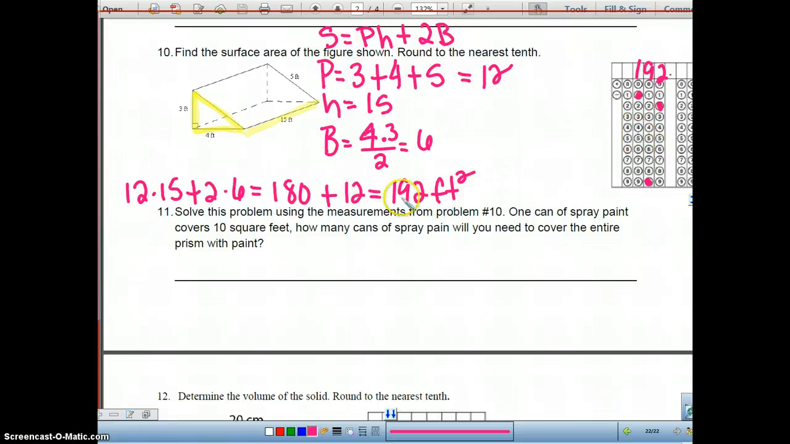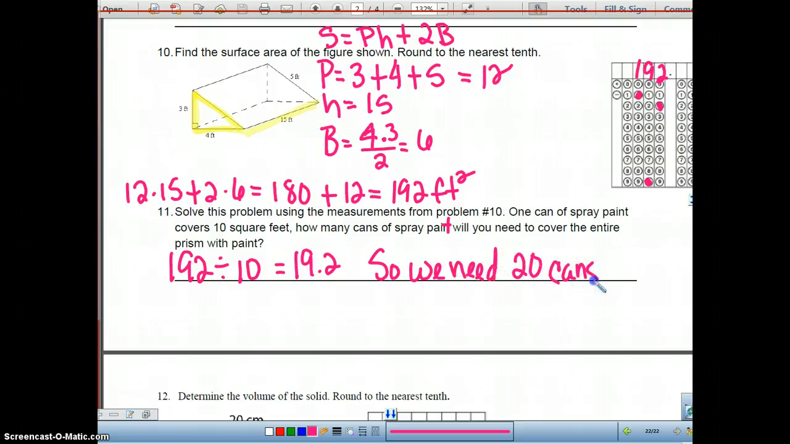Now we're going to take that information, and it says 1 can of spray paint covers 10 square feet. How many cans of spray paint will you need to cover the entire prism with paint? How am I going to figure that out? Divide, yeah. So we're going to take 192 and divide it by what? 10. And when I divide 192 by 10, what do I get? 19.2. Well, can I buy 19.2 cans of spray paint? No. So we need 20 cans of paint.